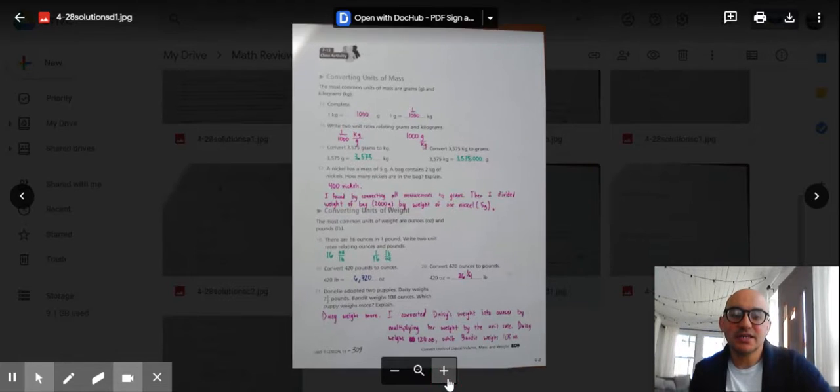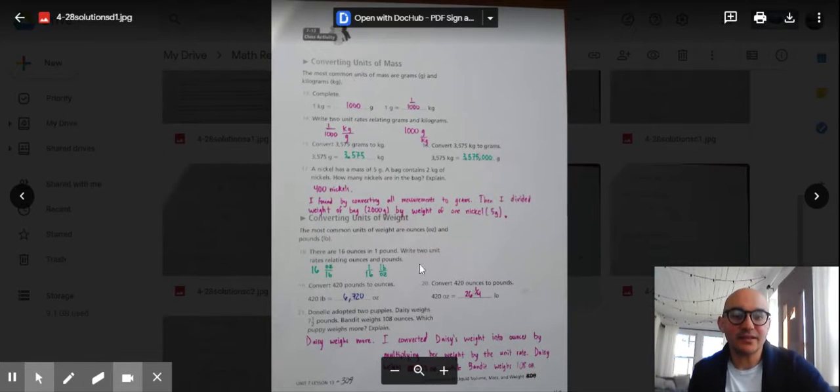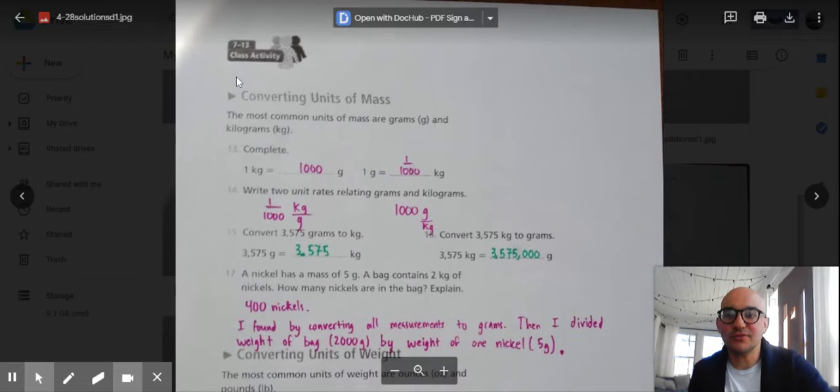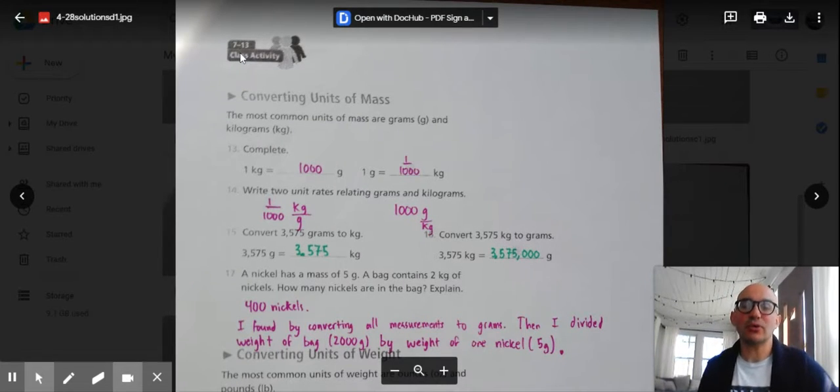It is April 28th, in case you're watching this on a different day. This video will go over the page 7-13 class activity. It's all about converting units of mass. So we've done a couple pages where we converted units of volume. Here we're doing units of mass.